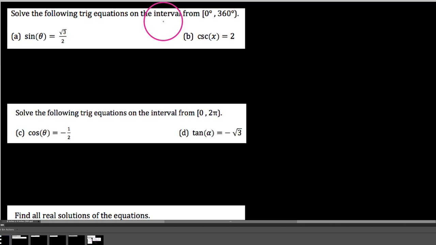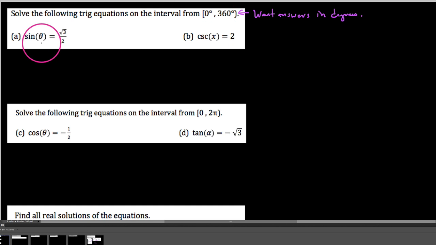In this first set, we say, go ahead and solve the following trig equations on the interval from 0 to 360 degrees. One thing I want to report about this is that we want answers in degrees. The first thing we want to admit is that because they say on the interval from 0 to 360 degrees, we want our answers to be in degrees, and also that we're only finding solutions that occur within one full rotation.